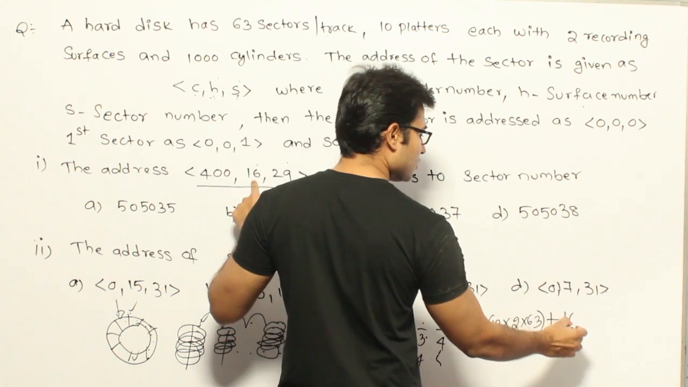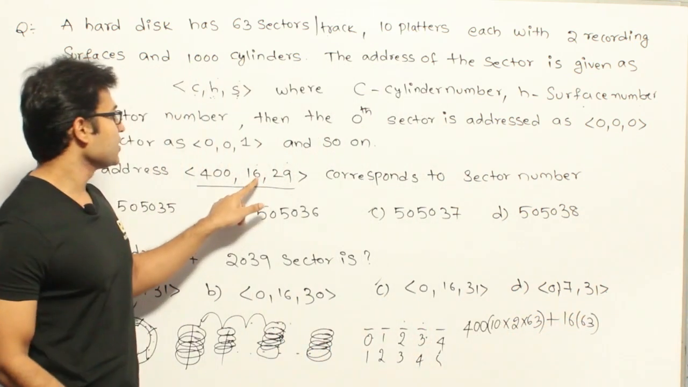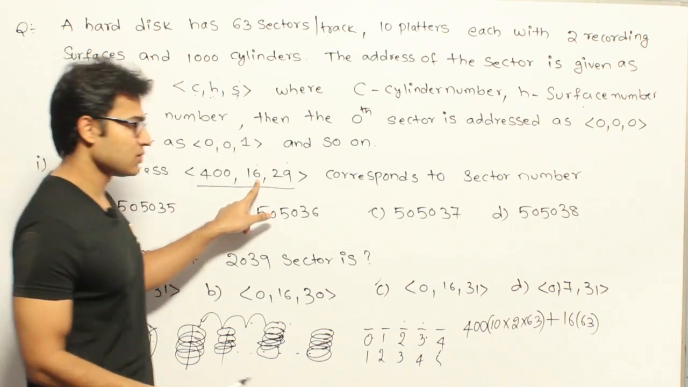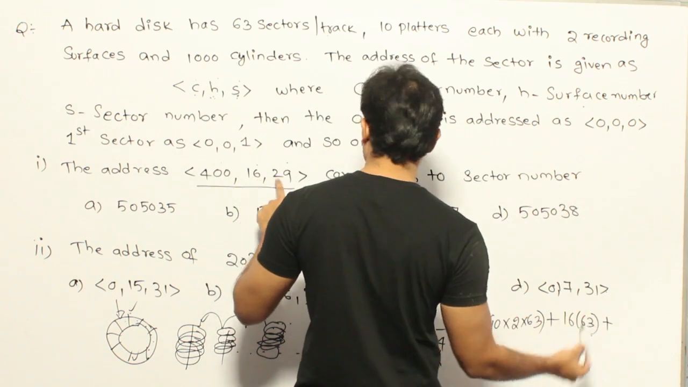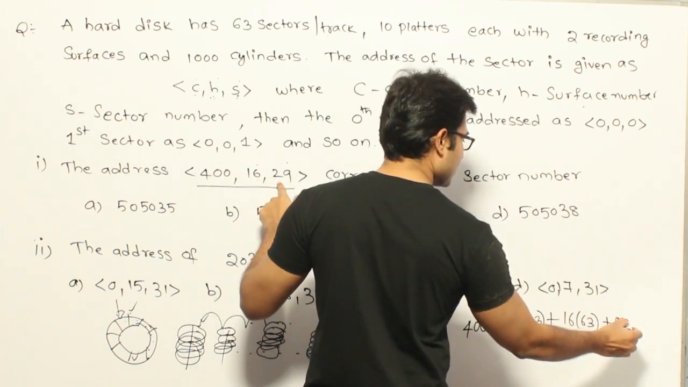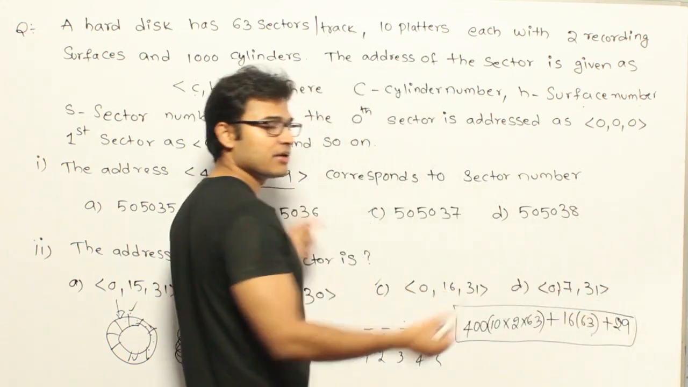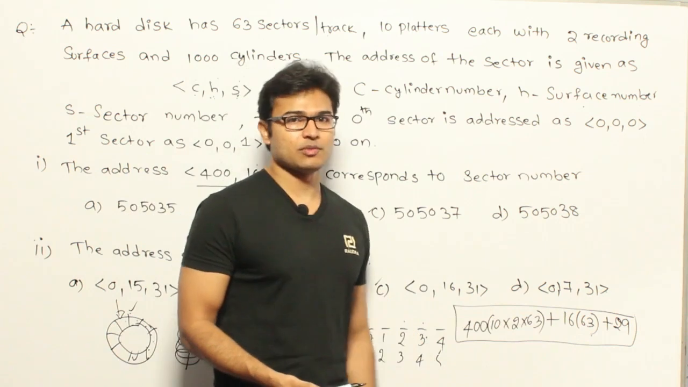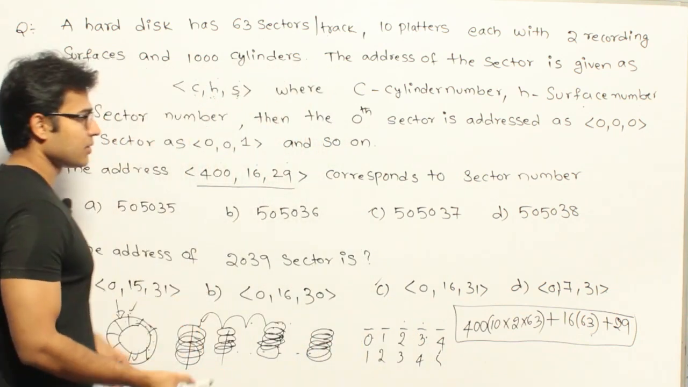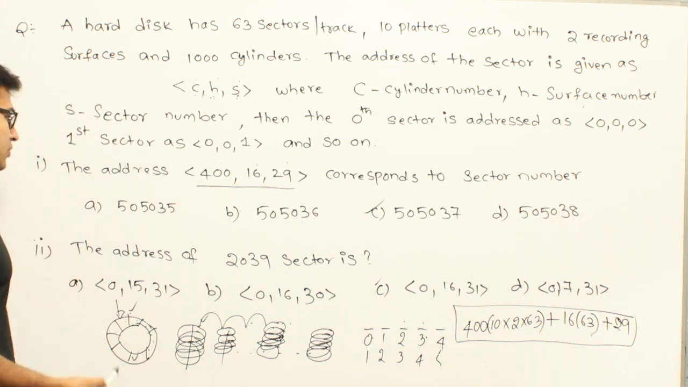Therefore 16 into 63 sectors you cross. Why? Because for every surface there are 63 sectors, so these many surfaces you are crossing, which means these many sectors, and after crossing this you are crossing 29 sectors. So these many you are going to cross in order to reach our desired sector. So this is the number you are supposed to compute. Now what is that number? If you compute it, it is going to be option C. Option C is going to give you that number.